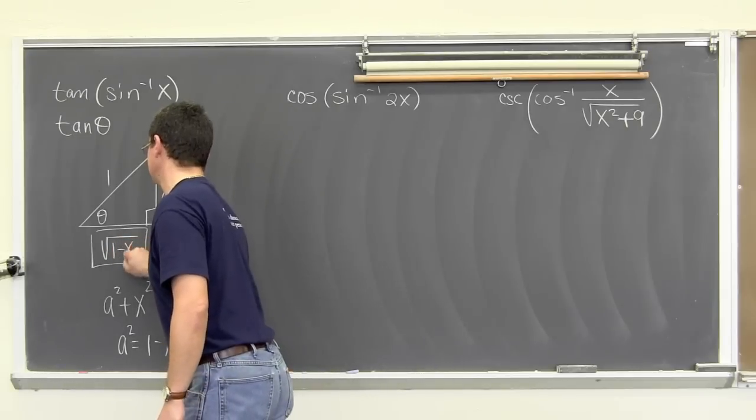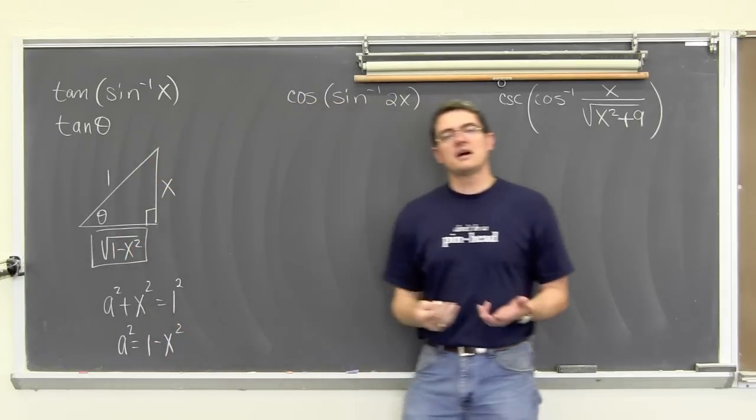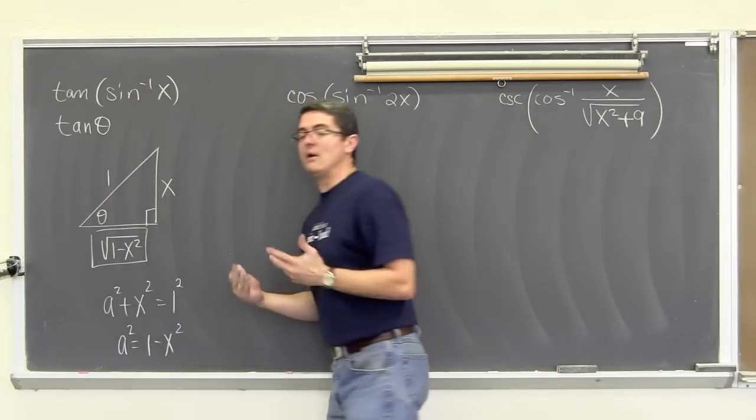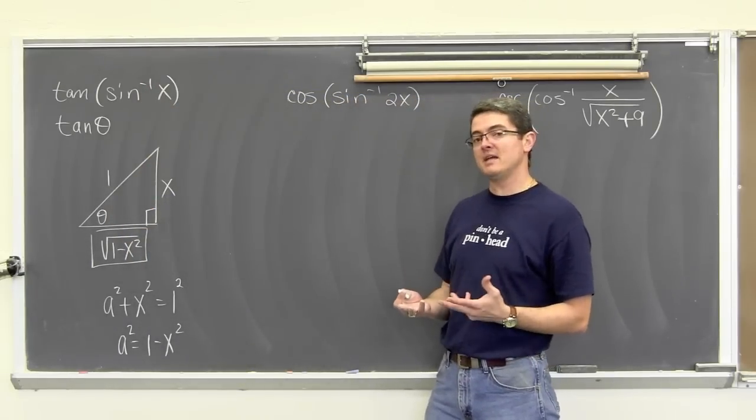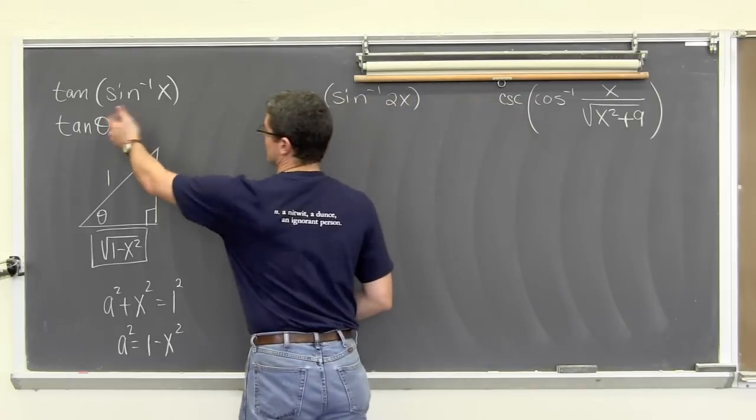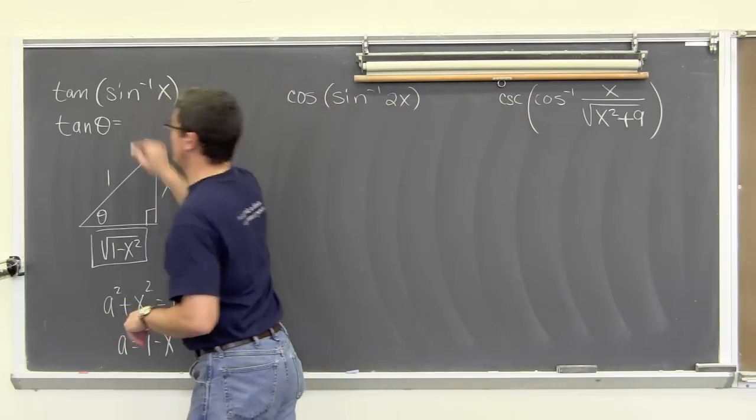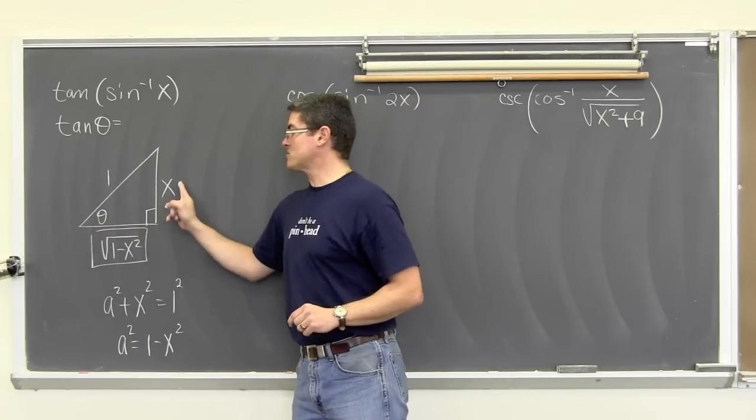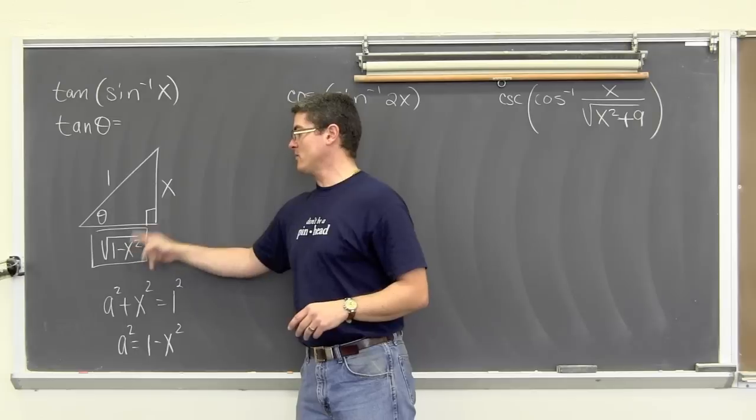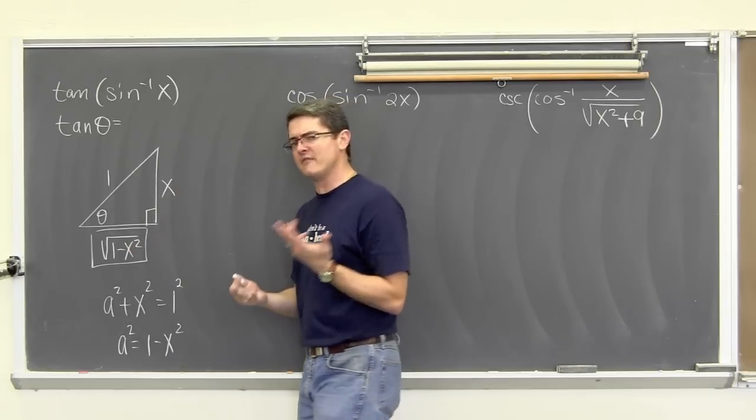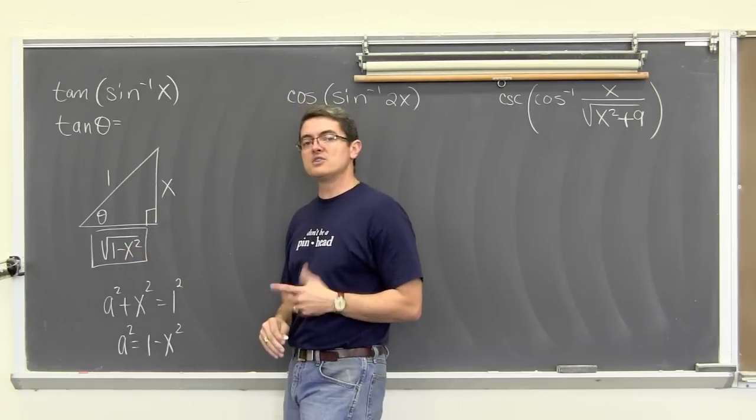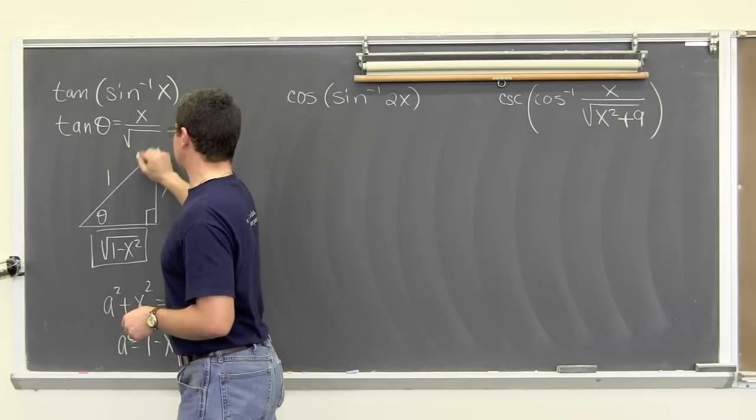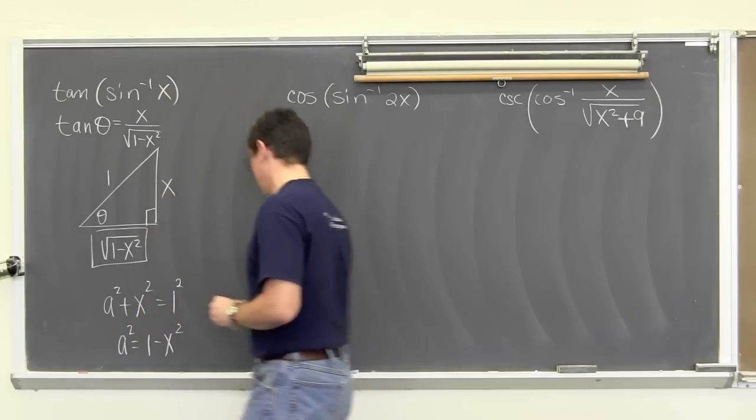Well, now that I have all 3 sides of my triangle set up from the inverse trig function, now I can just say, well, what is the tangent of theta? Well, tangent of theta is, from SOHCAHTOA, opposite over adjacent. So from theta, it's y over x, but I'm not going to use that language because we're just using the variable of x. So opposite over adjacent, so the tangent of theta is going to be x over the square root of 1 minus x squared.